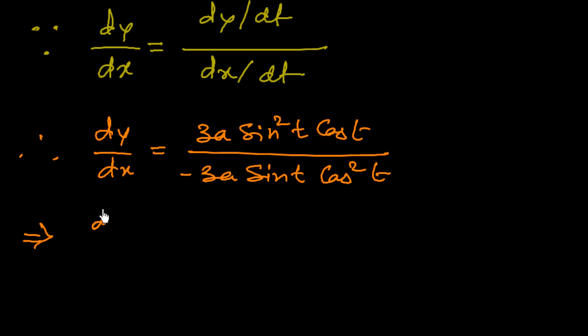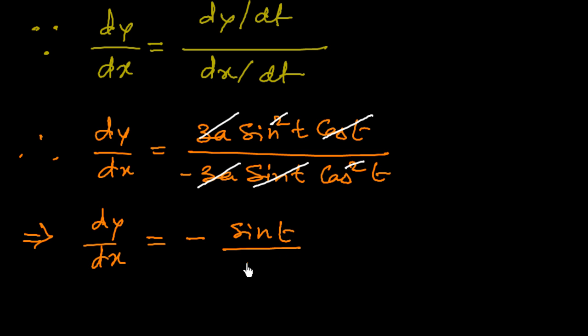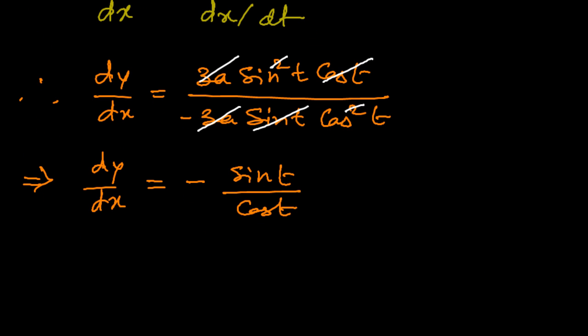So dy over dx is equal to 3a and 3a eliminate each other. This sin t cancels, the square cancels, and this cos t cancels. So we get minus sin t over cos t. And finally we get dy over dx is equal to minus tan t, because sin t over cos t is equal to tan t.